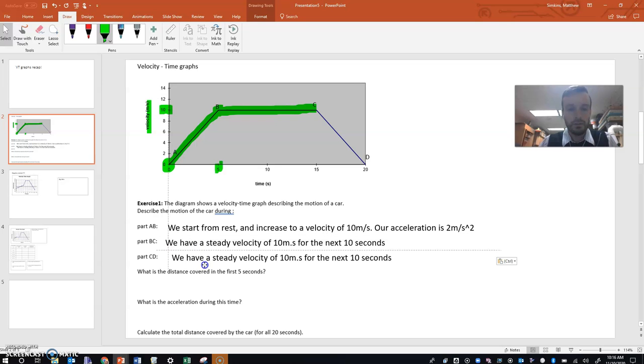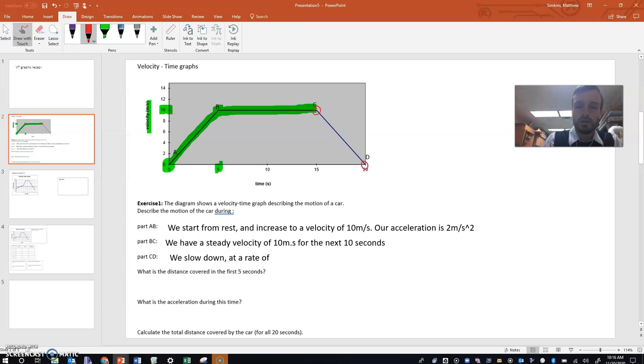Not too bad. And then from C to D, all right, well, it looks like we slow down at a rate, and rate means the change in velocity over time, which for this graph is the slope. So what's the rise, or in this case, the drop over run? Well, it would be negative 10 divided by 5, or just negative 2, the slope there. The rate of our acceleration would be negative 2 meters per second squared. Okay, so not so bad.